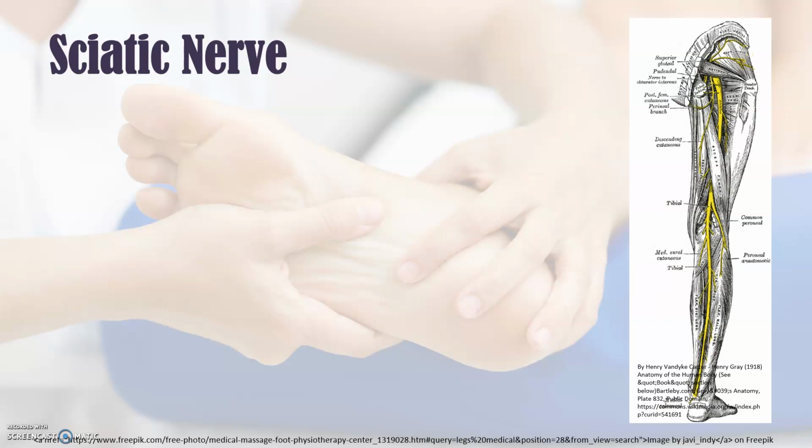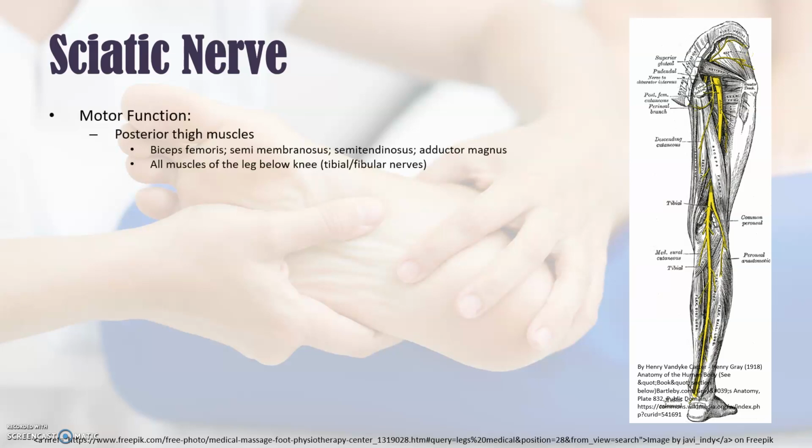It passes in front of the piriformis muscle in the pelvis and then leaves the pelvis to lie behind the biceps femoris muscle and then emerge from behind the biceps femoris into the popliteal fossa, where it divides into its two main branches, the tibial nerve and the common peroneal nerve.